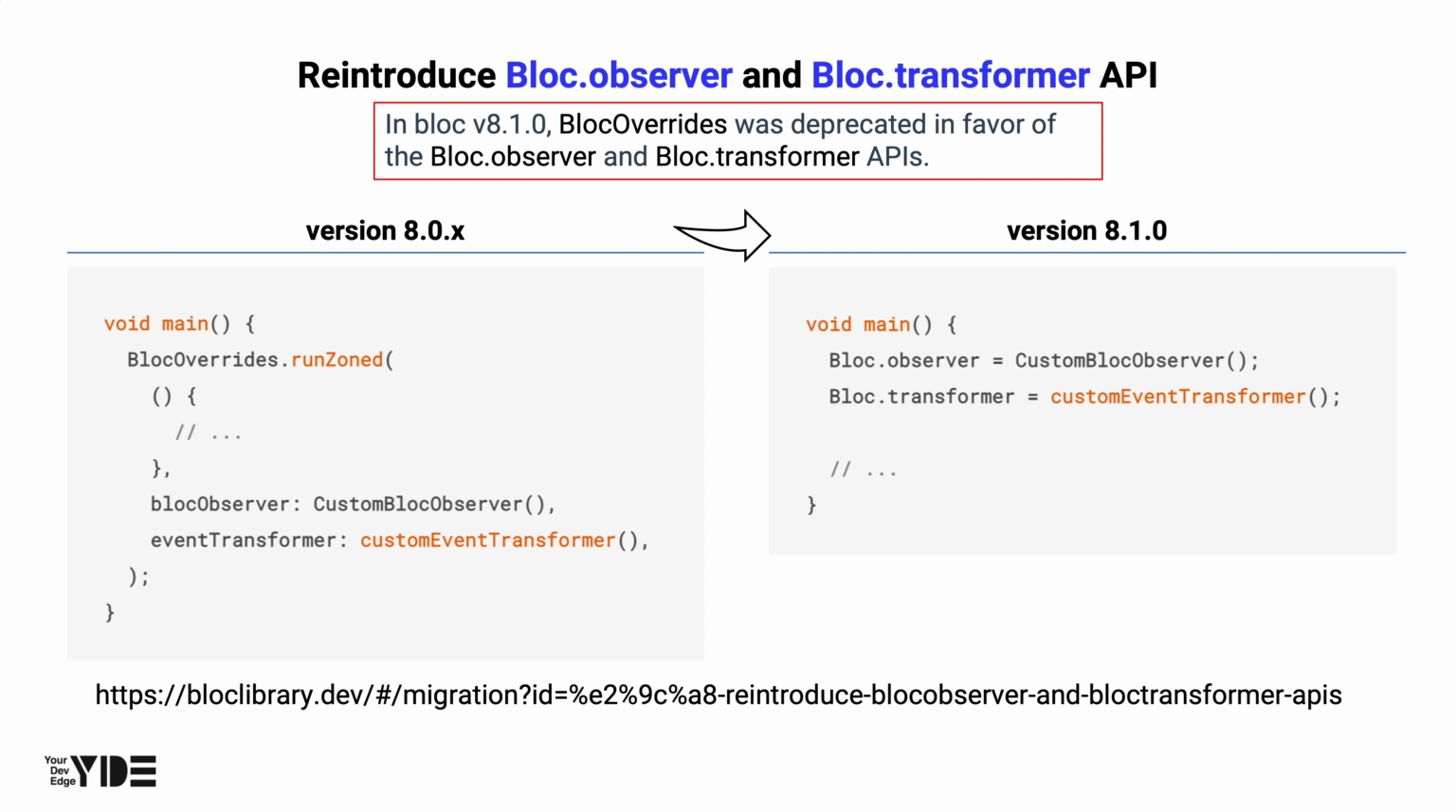Flutter Bloc provides the function to observe what is happening in Qubit or Bloc. As the version of Flutter Bloc was upgraded to 8.1, the way Qubit or Bloc is observed has changed. The Bloc Overrides API introduced in version 8.0 has been deprecated, and the Bloc.Observer and the Bloc.Transformer APIs used in version 7 have been reintroduced.